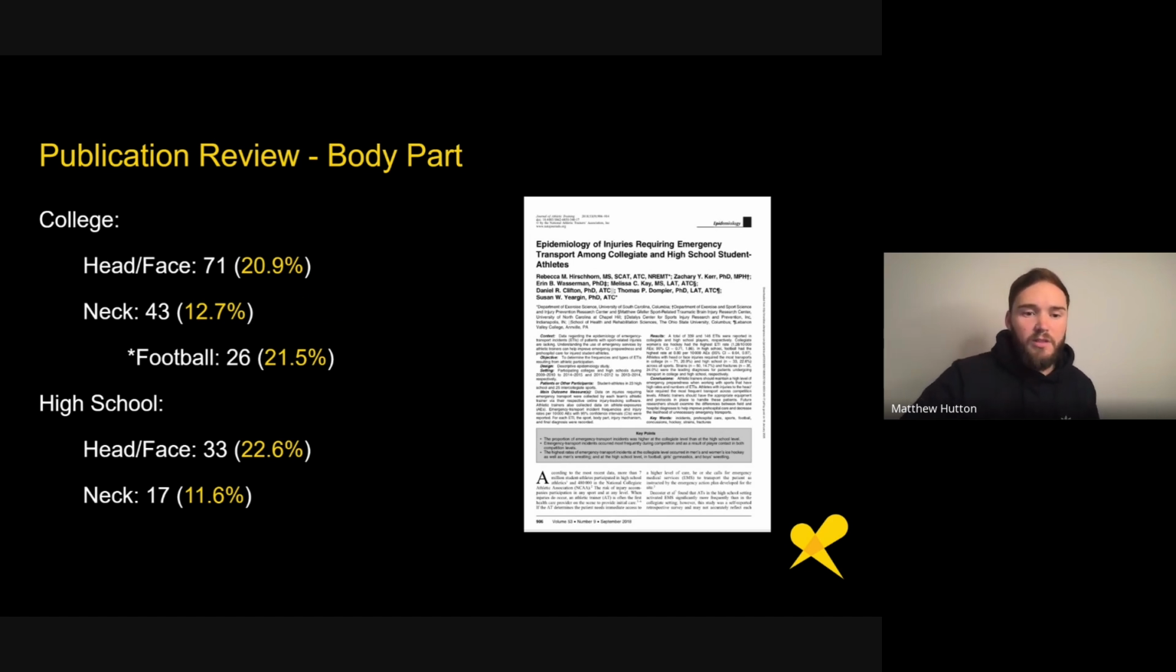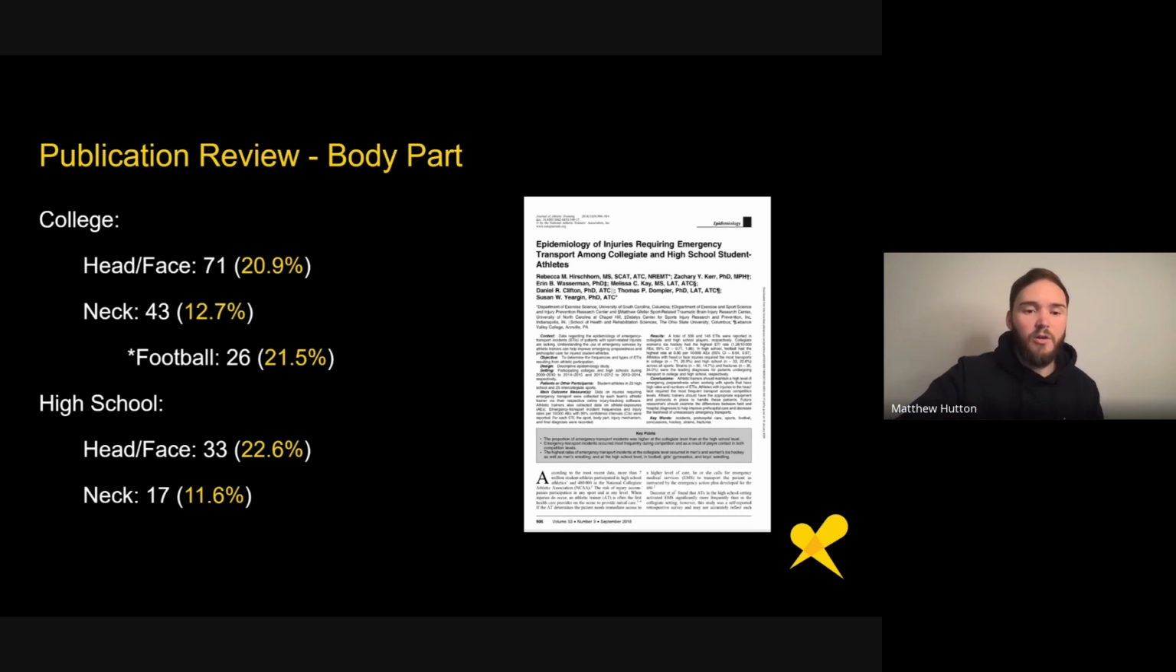The interesting point that they highlighted within the body of this paper was that for all sports that were included in this study, the head and face were the most likely, and then the neck. But if it was college football, then the neck goes way up. So it goes from 12.7% up to 21.5%. So again, you think about the types of collisions you're going to see only or most likely in football. It's that head down contact.